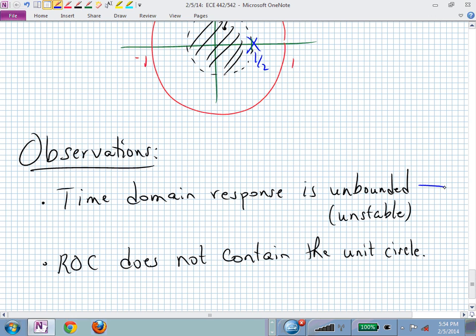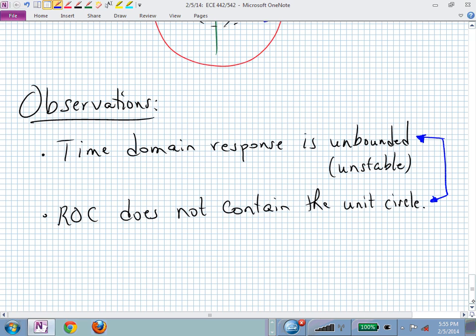And this is a connection that you can make: because that unit circle is not contained within the region of convergence, you know that your time domain waveform is unstable. Another observation that we can make, or maybe just restate that last one, is that the region of convergence is interior.